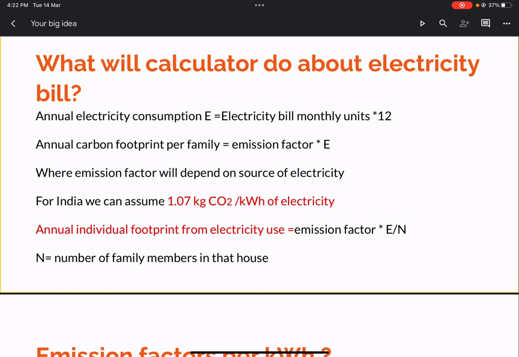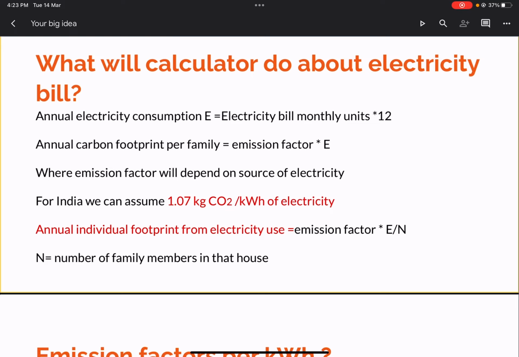And once you know the emission factor, it's a straight calculation. That will be multiplied with annual electricity consumption, that would give you the annual carbon footprint per family, and divided by number of family members, that gives us the carbon footprint generated by an individual because of his or her electricity consumption. Okay, so how does a carbon footprint calculator arrive at the carbon footprint? By using the data of the electricity bill and by knowing the emission factor for that electricity.